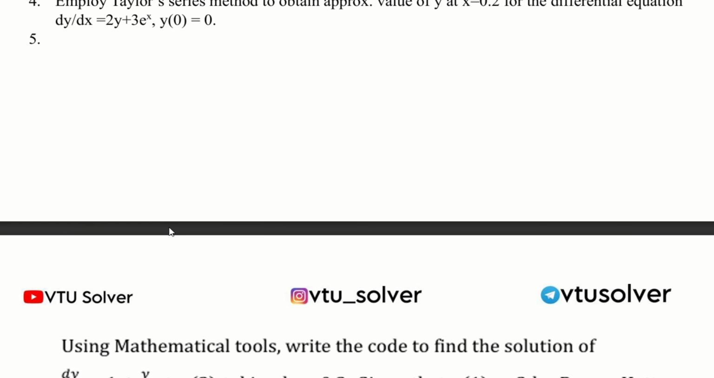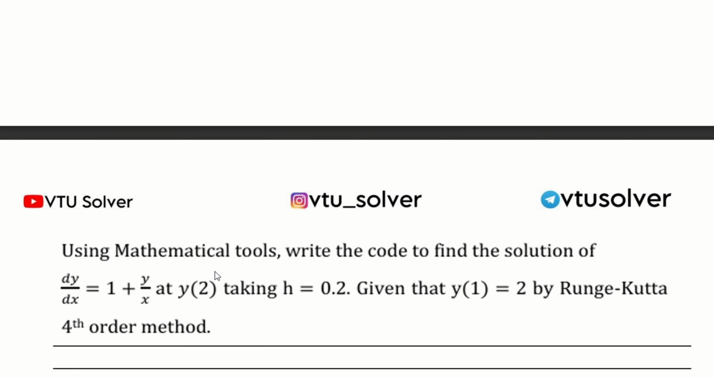And the fifth and last question is using mathematical tools, write the code to find the solution of dy/dx = 1 + y/x at y(2), taking h = 0.2, given that y(1) = 2, by Runge-Kutta fourth order method.